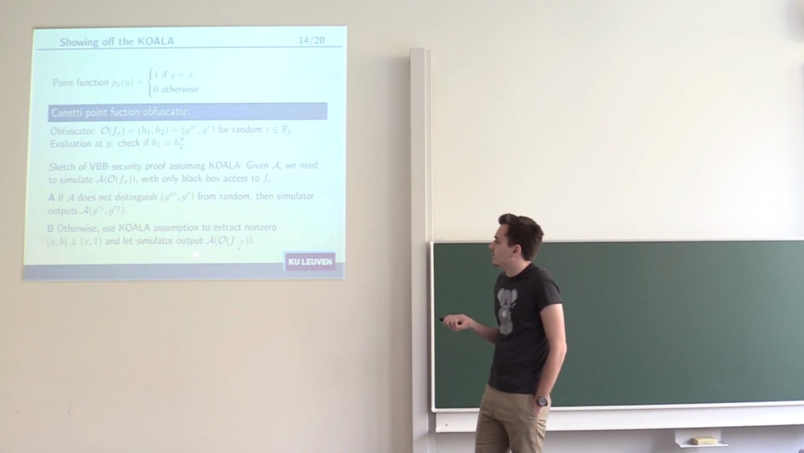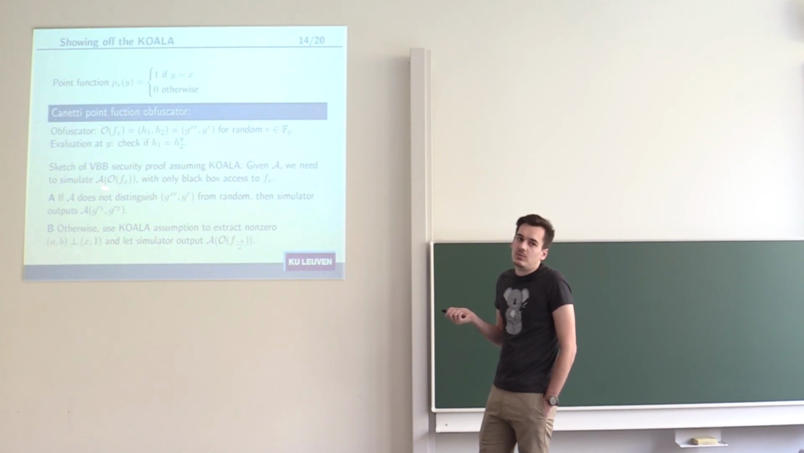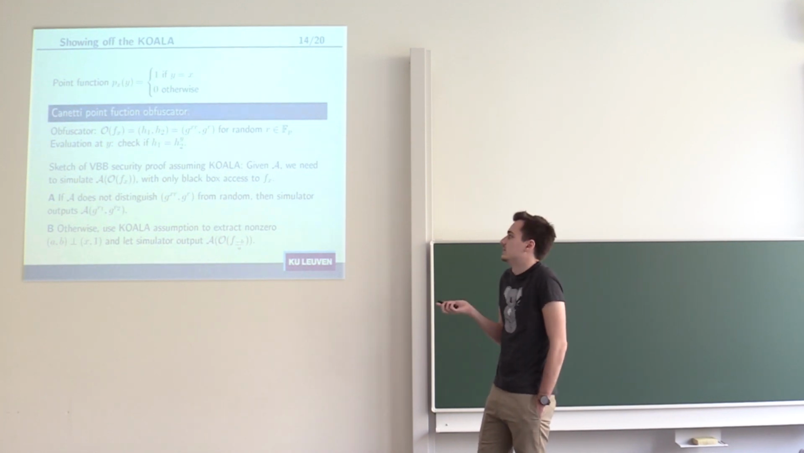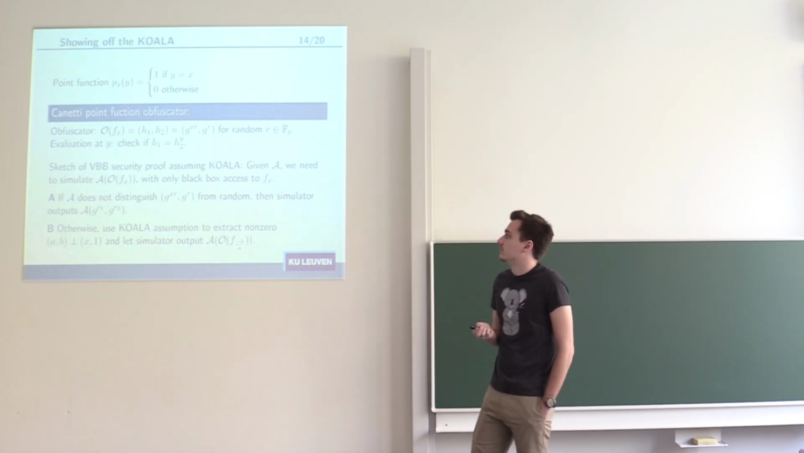So then what the simulator does, it just produces a fresh obfuscation of this function and runs A on this and outputs that. So this is exactly the same distribution as was output by the real adversary, because x is equal to minus b over a. Right, so it's really simple. This is a sketch, but the real proof is half a page, so it's really easy.